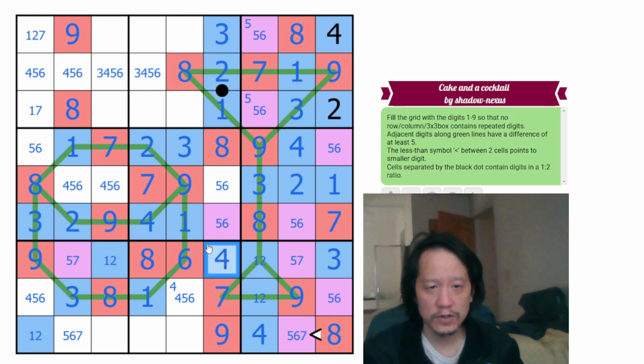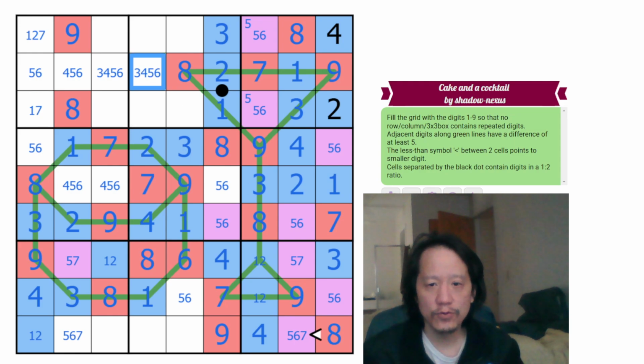This is 4. This can't be 4 anymore. Where's the 4 in row 8? It has to be here. So this is 4, which means this can't be 4. So this is also a low. We know 7's one of these two. We're not sure which.